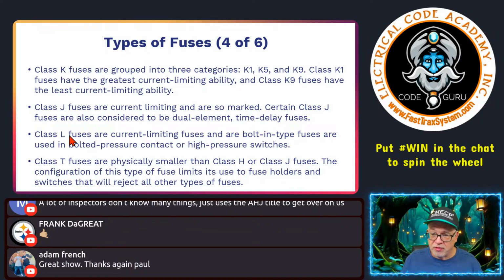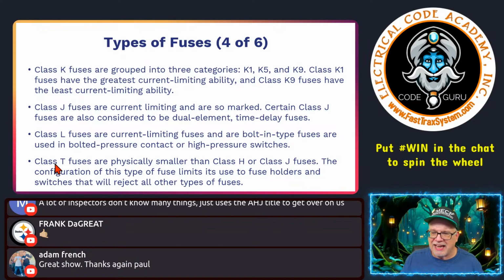Class L fuses are current limiting fuses and are bolt-on. So L comes obviously in different amp ratings, but bolt-on fuses are used for bolt pressure contact or high pressure switches, okay? So if something calls for a Class L fuse, there you go. It's going to be current limiting, but it's typically a bolt-on design.